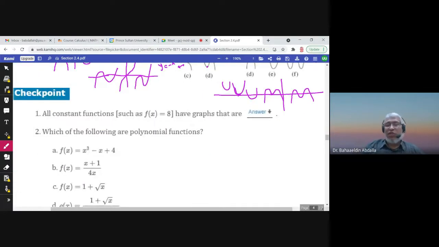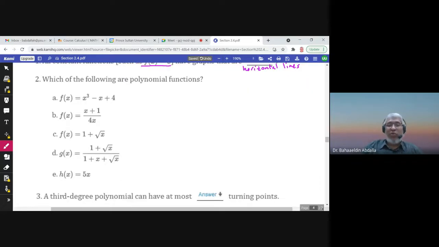Let us solve this checkpoint. All constant functions such as f of x equals 8 have graphs that are what? Horizontal lines. So y equals 8, the graph is a horizontal line. Which of the following are polynomial functions?